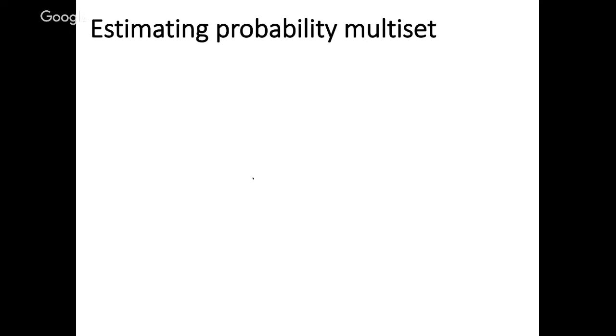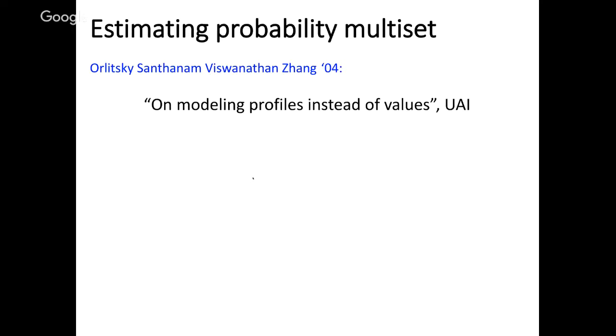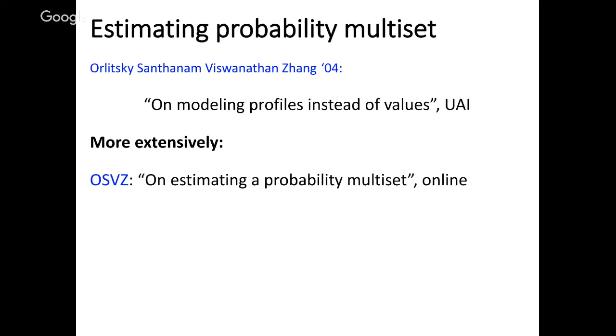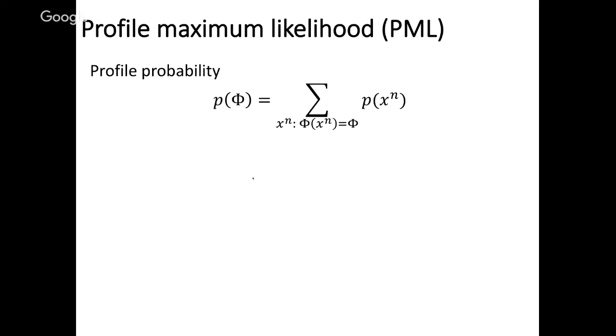This leads to the question of estimating the probability multiset itself, because if the multiset determines the property, it's sufficient to estimate just the multiset. And a maximum likelihood based approach for this was proposed by Orlitsky, Santhanam, Viswanathan, and Zhang in 2004 in a paper titled On Modeling Profiles Instead of Values. A longer version of the paper is available online. It's called On Estimating a Probability Multiset. And here is the approach they proposed, based on, again, the principle of maximum likelihood. In order to define profile maximum likelihood, we need to define what the probability of a profile is.